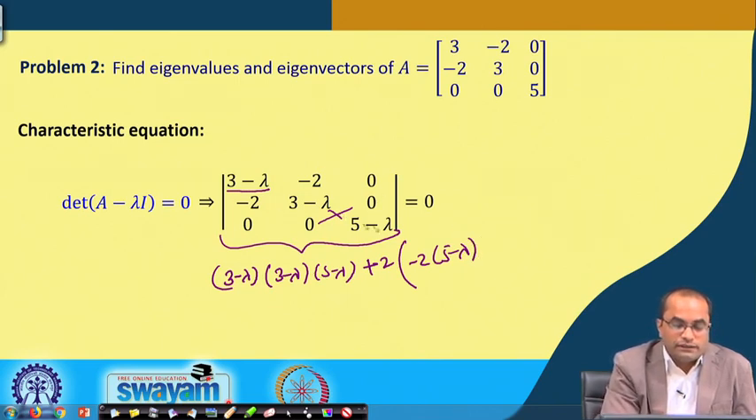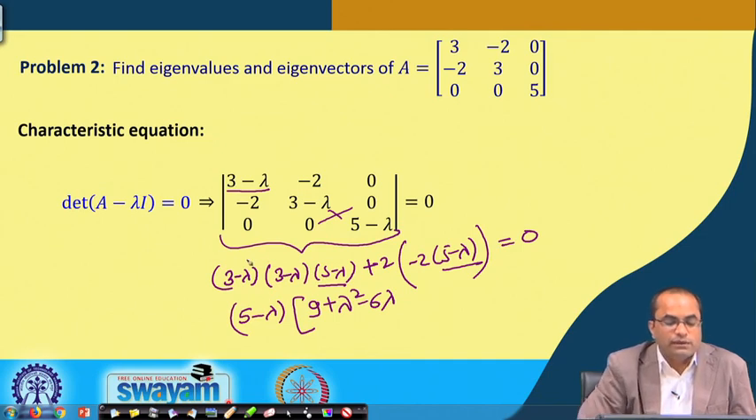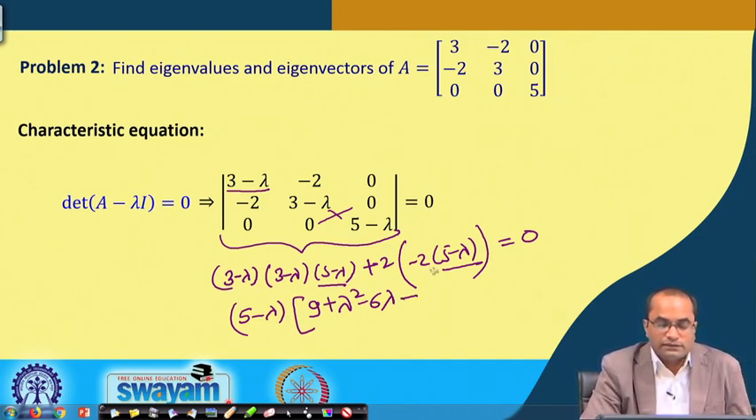So, this is the value of this determinant, which should be 0. Then this 5 minus lambda we can take as common from both the terms. Here we will get 9, and then minus 3 lambda minus 3 lambda, so minus 6 lambda plus lambda square. So, this is 3 minus lambda whole square, and then we have minus this 4 term, 2 to the 4 here.